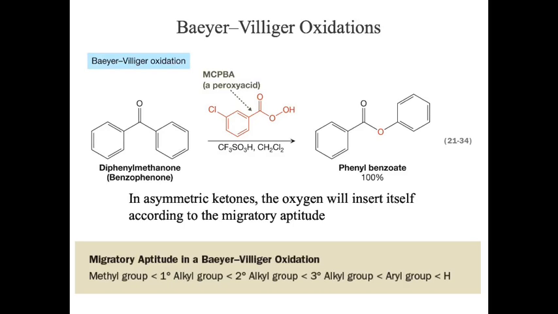Okay? Our hydrogen is most likely to shift, followed by the aryl group, then tertiary, secondary, primary, all the way down to methyl. Okay? You're effectively expected to memorize that shift aptitude. Okay? And they refer to it as the migratory aptitude.